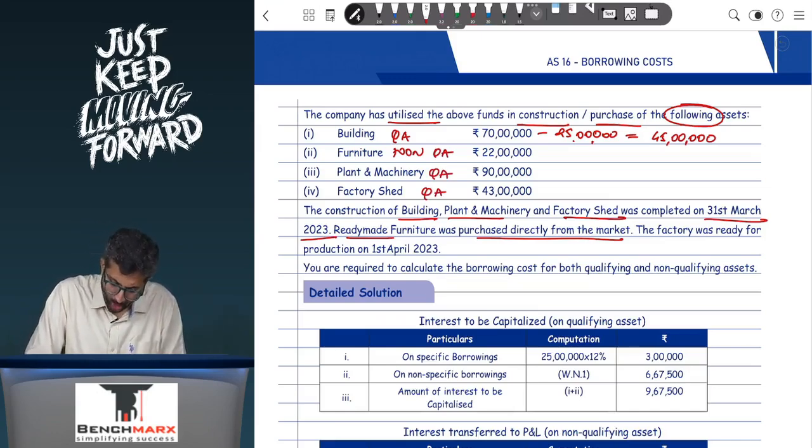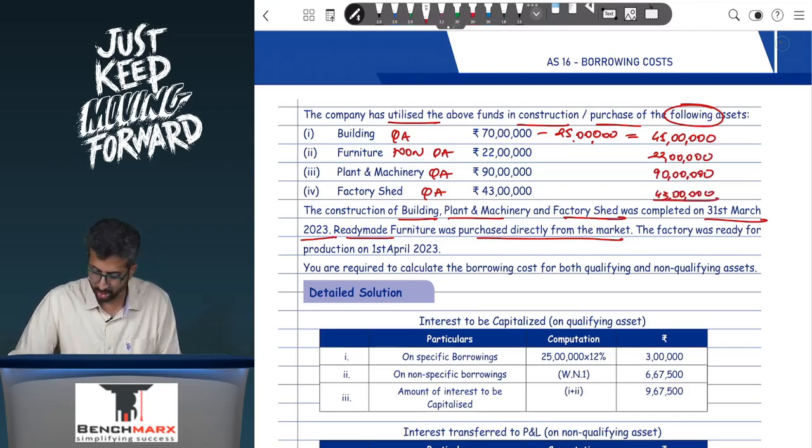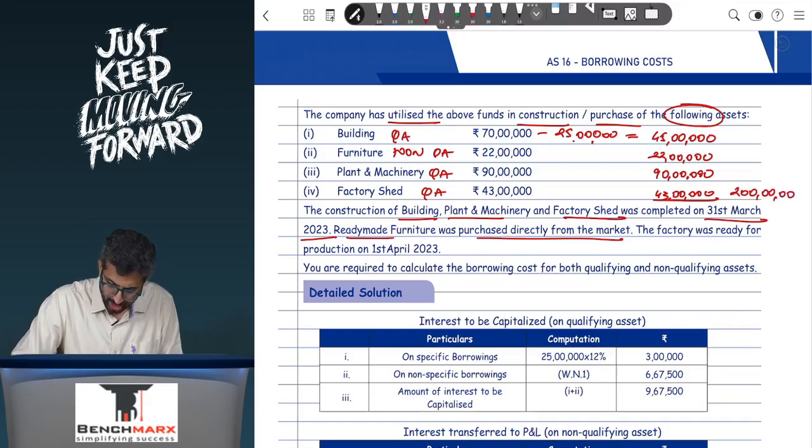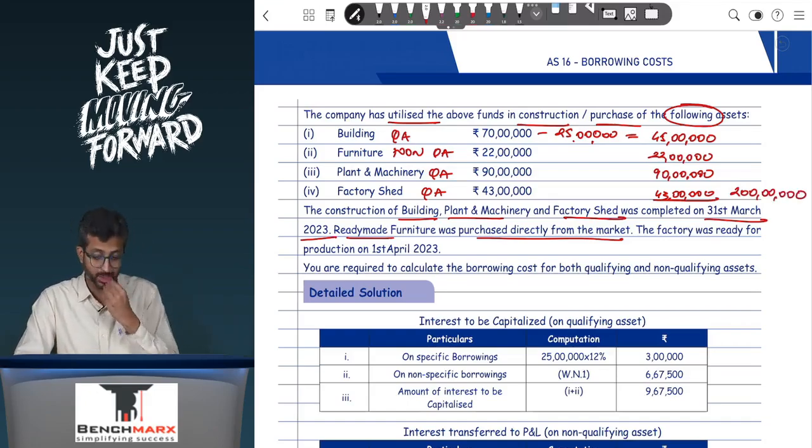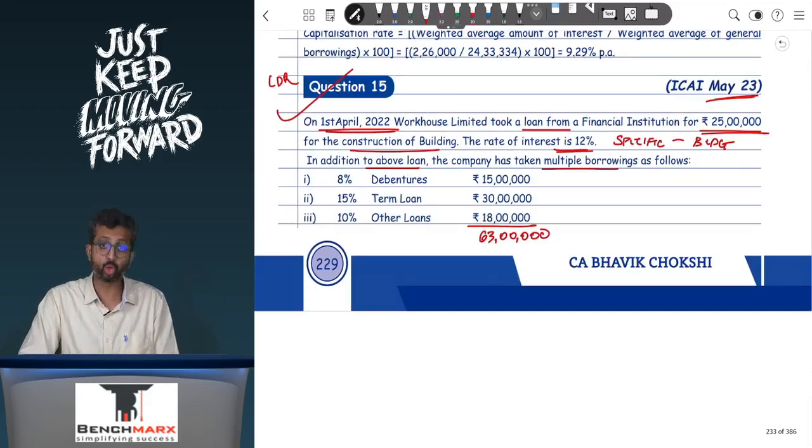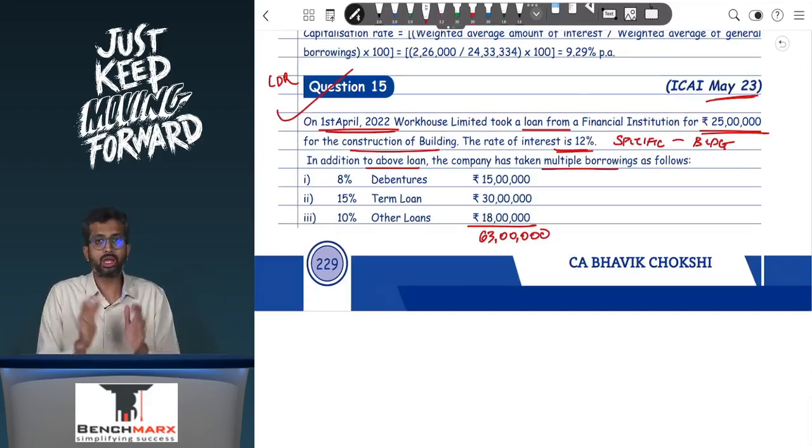Now if I total up all of these, 45 lakhs out of general borrowings can be used for building, 22 lakhs for furniture, 90 lakhs for plant and 43 lakhs for the factory shed. So if I total up all of this, 45, 22, 90 and 43 comes to around 200 lakhs. So we are saying this is out of general borrowings, 200 lakhs to be spent, but your borrowings are only 63 lakhs, which means your actual interest, whatever that is, is the only amount that will be capitalized.